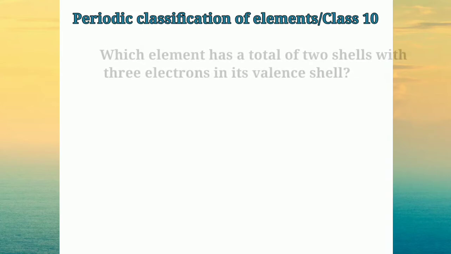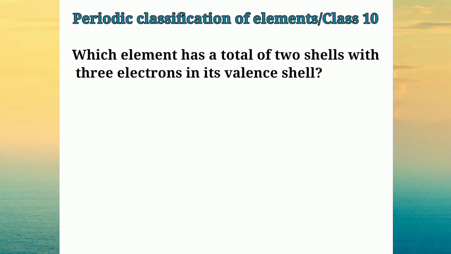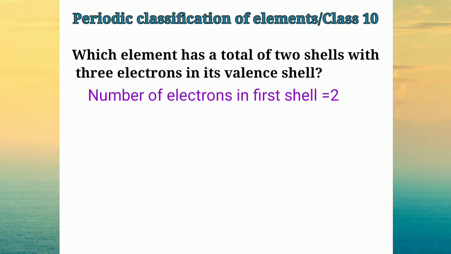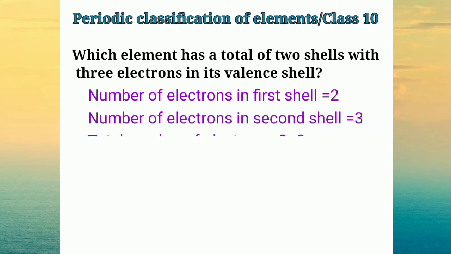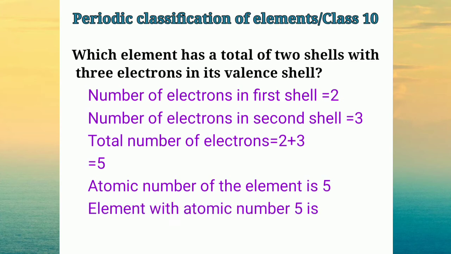Which element has a total of 2 shells with 3 electrons in its valence shell? The element has 2 shells. Since the capacity of the first shell is 2 electrons, the number of electrons in the first shell will be 2. The number of electrons in the second shell is 3, that is given. So the total number of electrons is 2 plus 3, that is 5, and the atomic number of the element is 5.